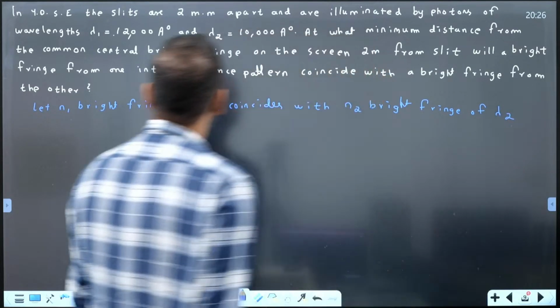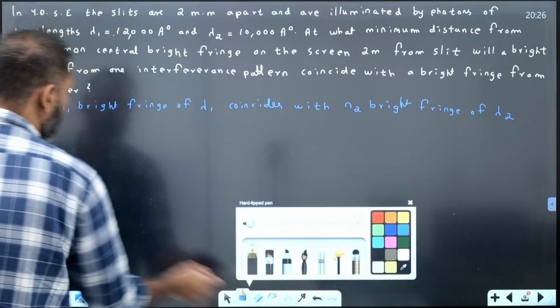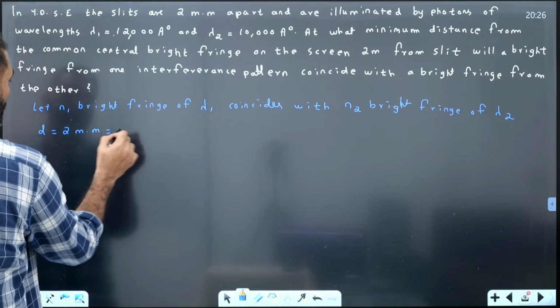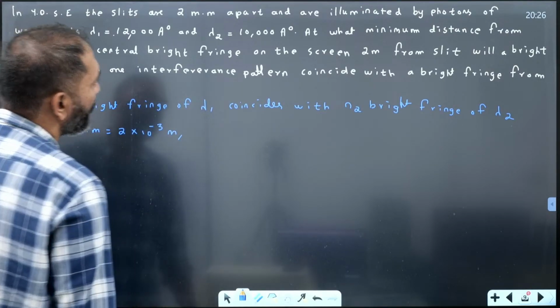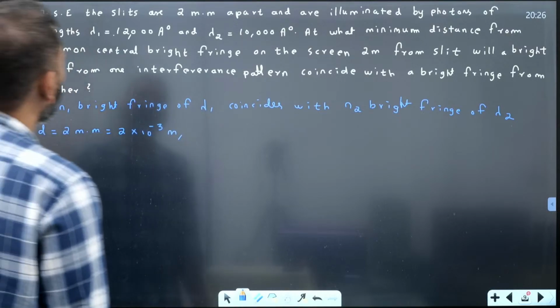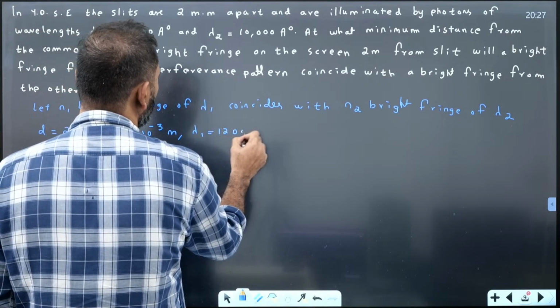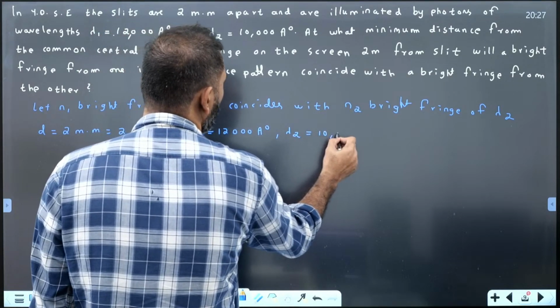What is the concept here? The slits are separated by 2 millimeter, so small letter d is equal to 2 millimeter, that is 2 into 10 raised to minus 3 meter. They are illuminated by photons of two wavelengths. Lambda 1 is equal to 12,000 angstrom, and lambda 2 is 10,000 angstrom.